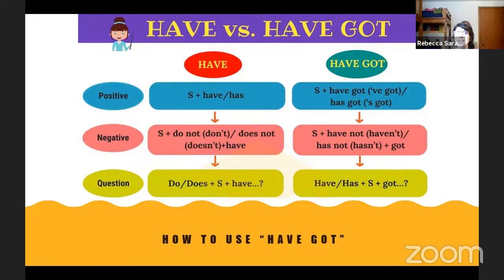Other than that, it basically behaves in a very similar way to have, but in questions, instead of using do or does, which you would with have, right? Do you have a pen? That's with do. But if you use have got, you don't use do or does. You just use have or has. So I can say, do you have a pen? But I can also say, have you got a pen?